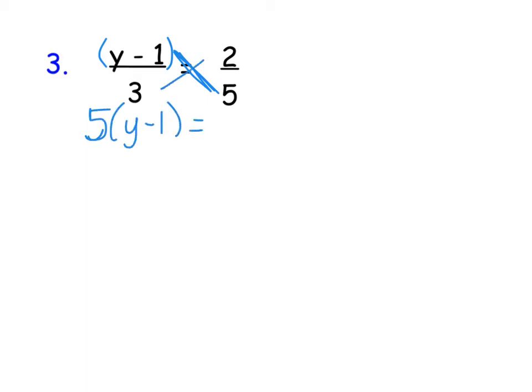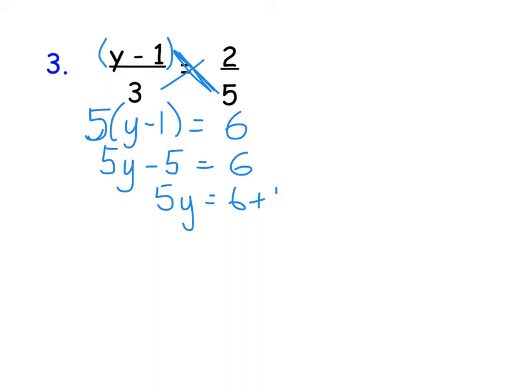And 2 times 3 will give us 6. Then we will expand the bracket, giving us 5y minus 5 equals 6. Your minus 5 will go over and become a plus 5. This line is optional. So 5y equals 11. 11 doesn't divide nicely by 5, so you leave it as a fraction, 11 over 5.